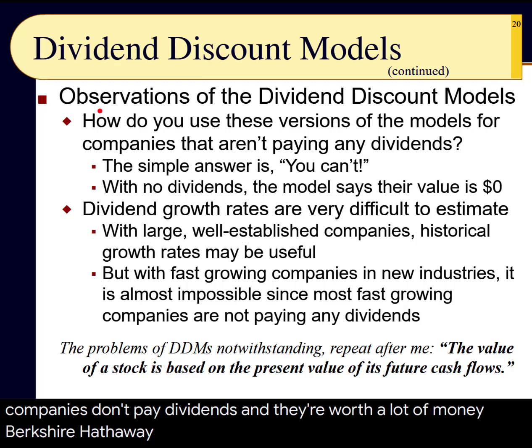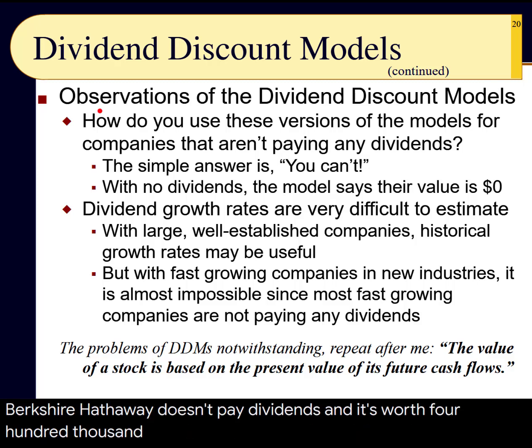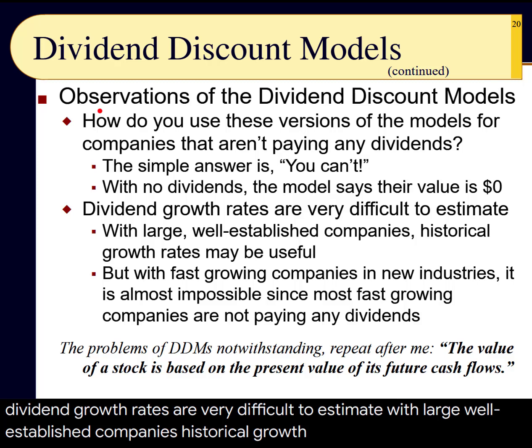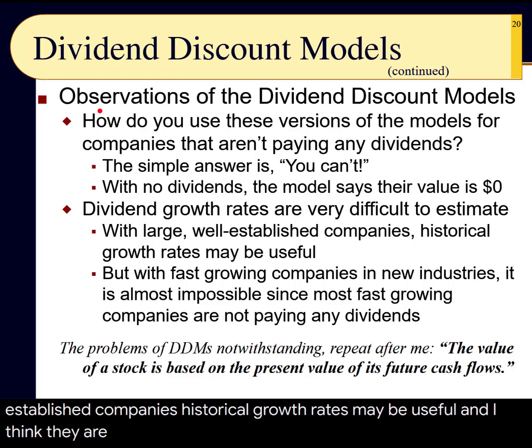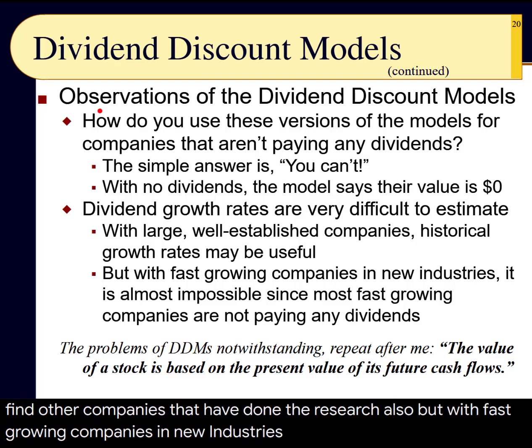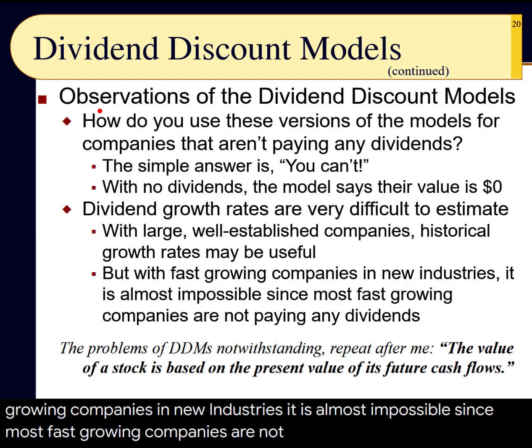Berkshire Hathaway doesn't pay dividends and it's worth $470,000 a share. Dividend growth rates are very difficult to estimate. With large, well-established companies, historical growth rates may be useful. And I think they are, especially when we do our own calculations and find other companies that have done the research also. But with fast-growing companies in new industries, it is almost impossible since most fast-growing companies are not paying dividends.